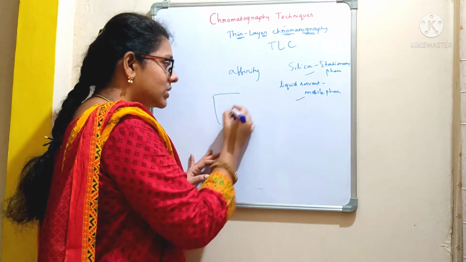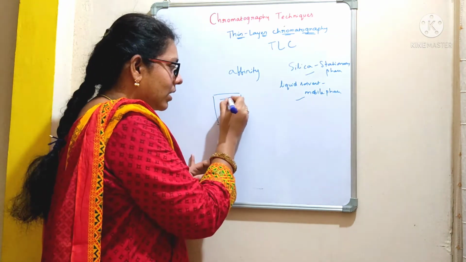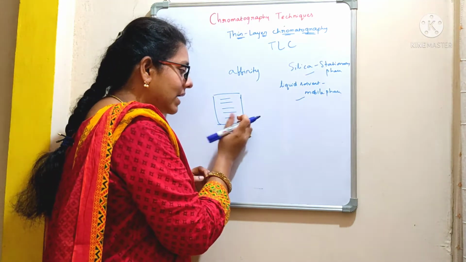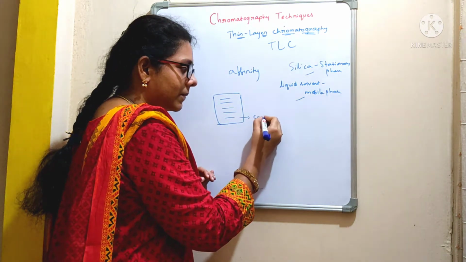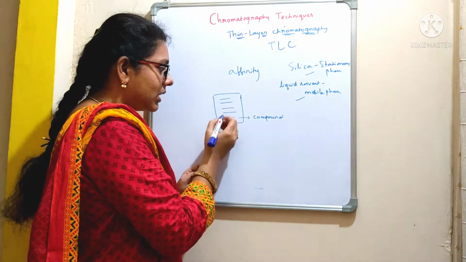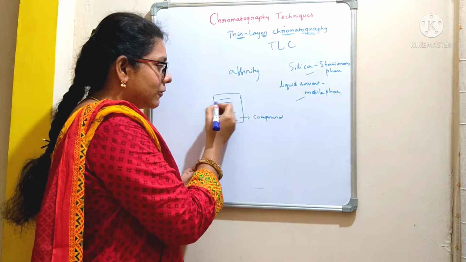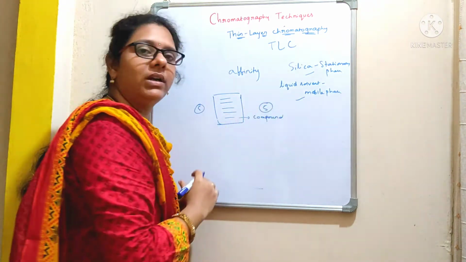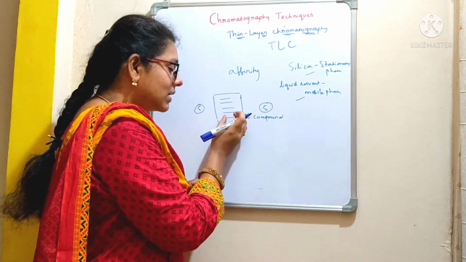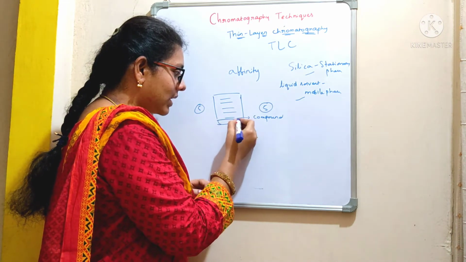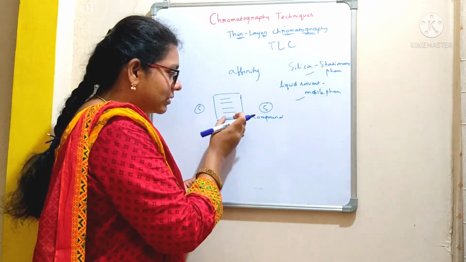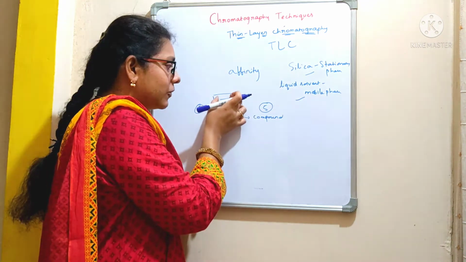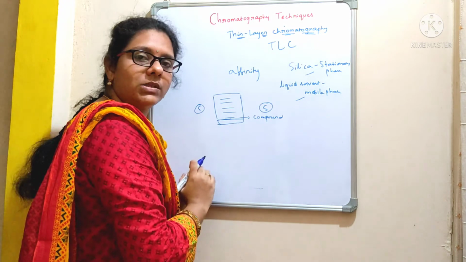When you observe a sheet of silica, you are going to get different spots or bands. Each band represents a compound. If you observe this picture here, you can see 5 bands, right? That means your sample contains 5 different compounds. For example, this is where you have applied the spot. The first band is very close to the spot, whereas this fifth band is far away from the spot.